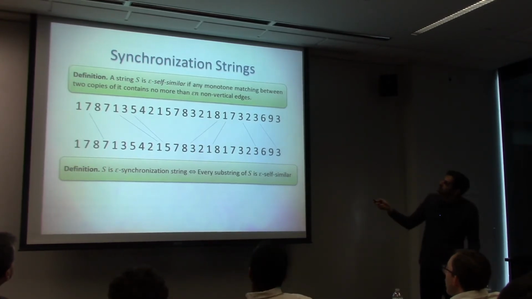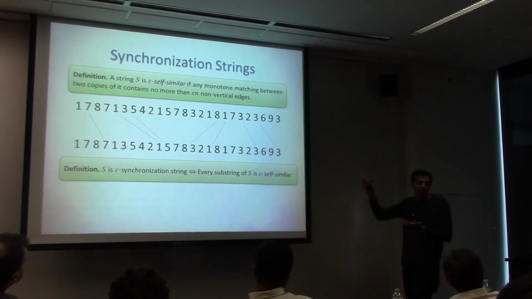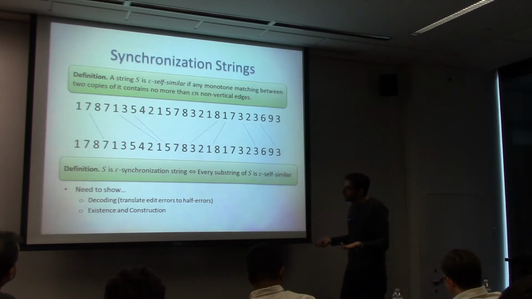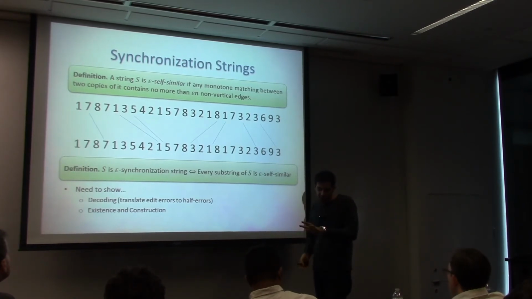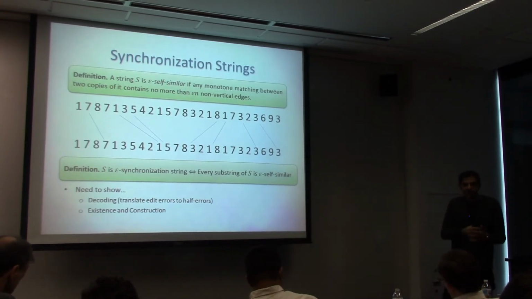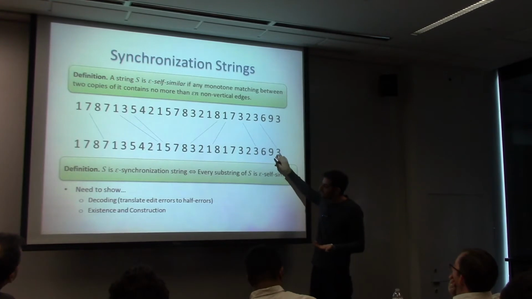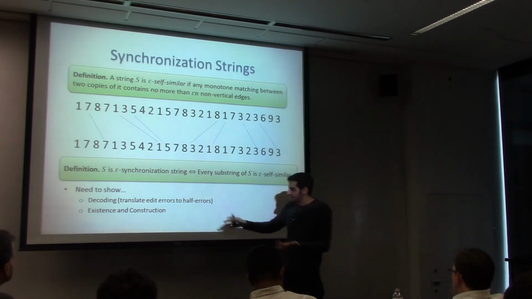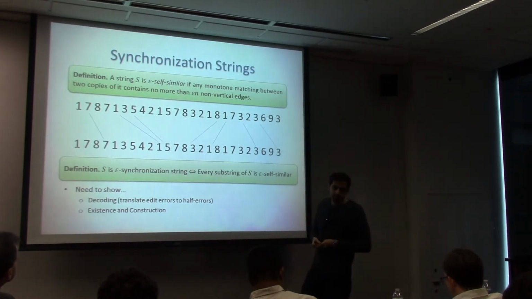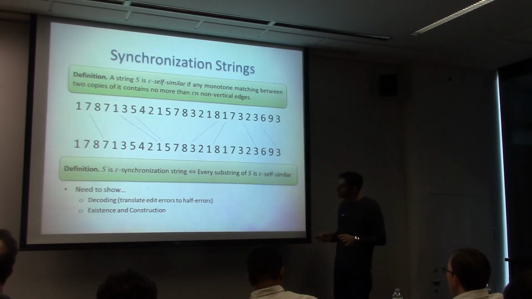Yeah, but a zero self-similar string would be a string that doesn't have any repetitive symbols. So it would be just 1, 2, 3, 4, to n, the same trivial thing that I talked about in the previous slide. And I guess we only need to show that if you use these strings in that indexing scheme, you would be able to translate edit errors into half errors, like insertions and deletions into half errors. And of course, I should prove that you can actually find arbitrarily long strings like this, that they exist over some constant alphabet. And it'd be nice to be able to construct them, because we want to use them in an encoding procedure, right? These are the only two remaining steps.